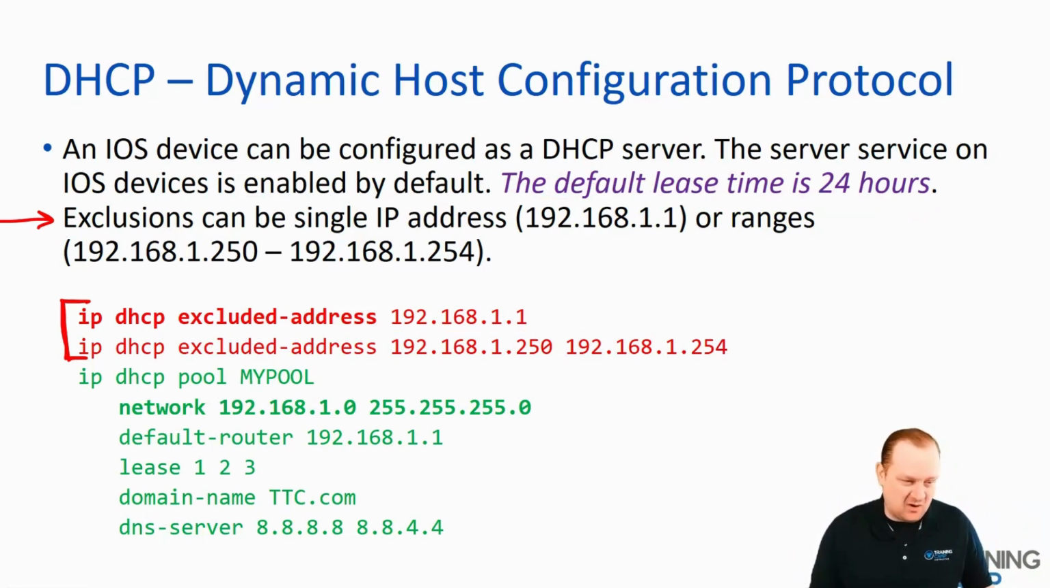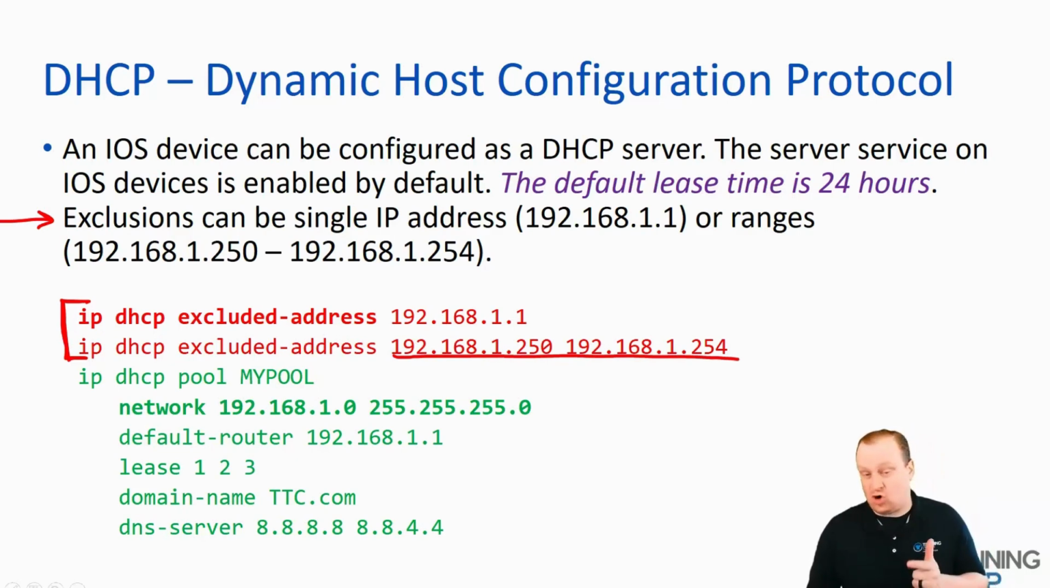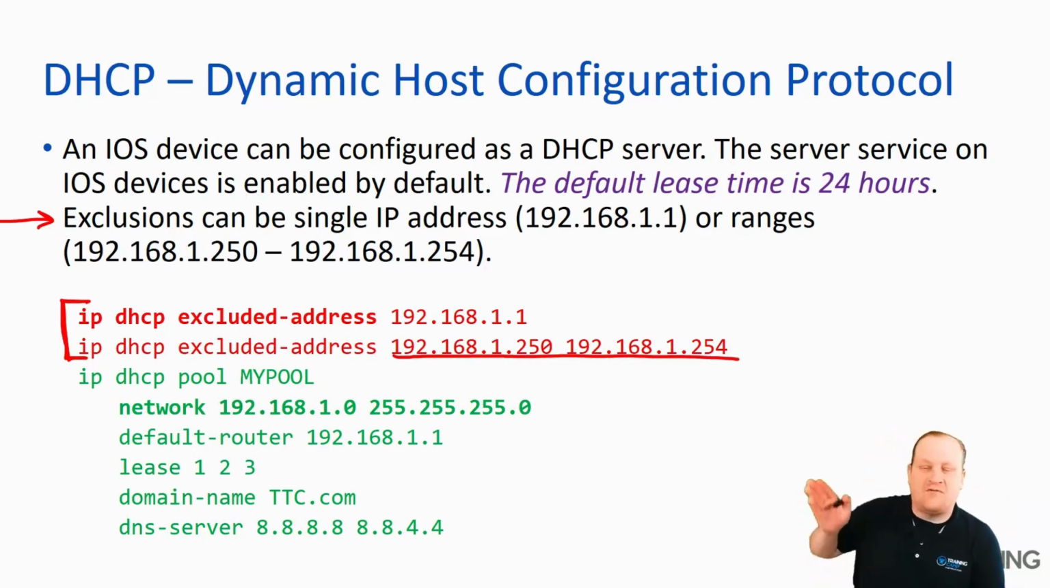Alternatively, IP DHCP excluded address. This is a range. Don't give out anything from 250 to 254. Don't hand them out. We're all out of cheeseburgers. Don't offer anybody a cheeseburger. Do not offer anyone these addresses. They are off the menu.